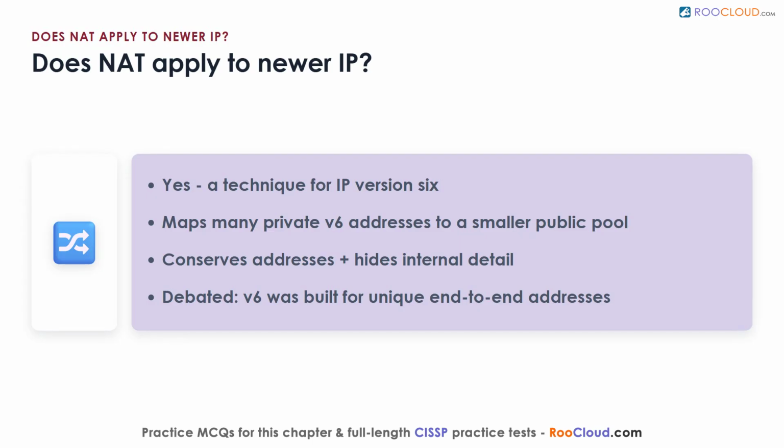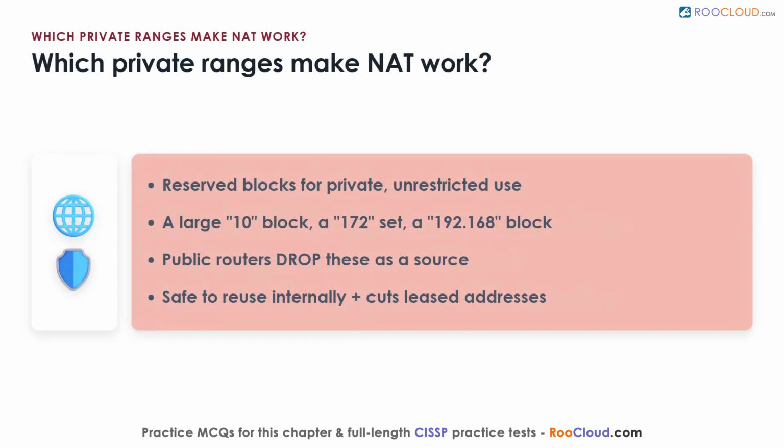It is somewhat debated, since the newer protocol was designed to give every device a unique address and direct end-to-end reach. Still, specific deployments choose it for conservation and privacy, just as they always have with the older protocol. Which private address ranges make this work? A set of blocks reserved long ago for private, unrestricted use.